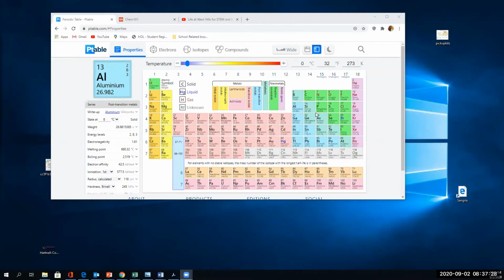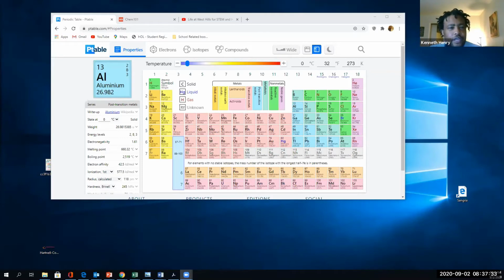Okay. So you guys kind of seeing how the periodic table is organized? Yes, maybe? Okay. So the one thing that we can keep in mind is if you look up top, you have numbers that are associated with those columns. And if you look on the side, you have numbers associated with the rows.